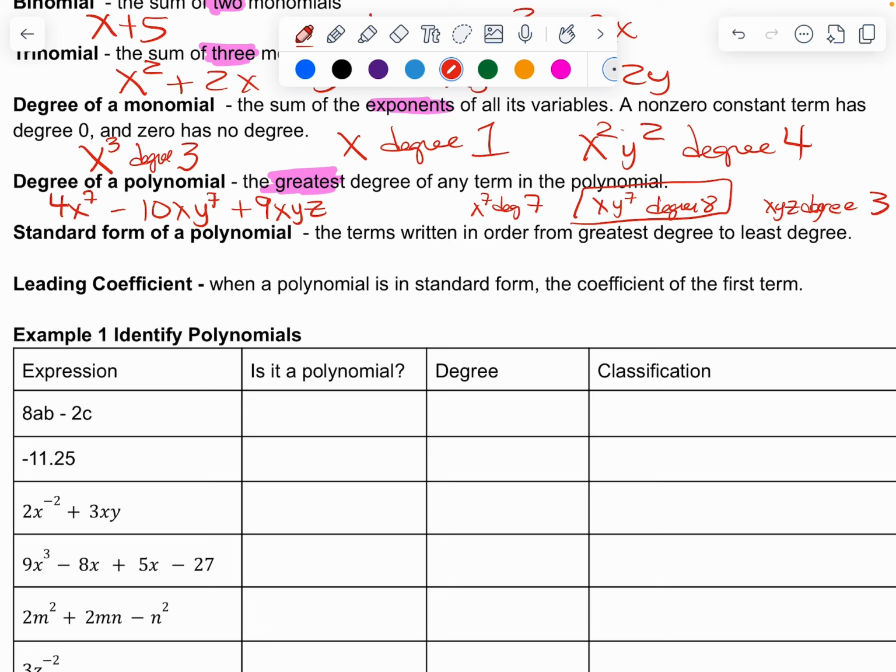Standard form of a polynomial means the terms are written in order from greatest to least degree. So if I took the one I did above and put it in order, it would be negative 10xy to the 7th plus 4x to the 7th plus 9xyz. The leading coefficient, when a polynomial is in standard form, is the coefficient of the first term. So for this one, my leading coefficient would be negative 10.